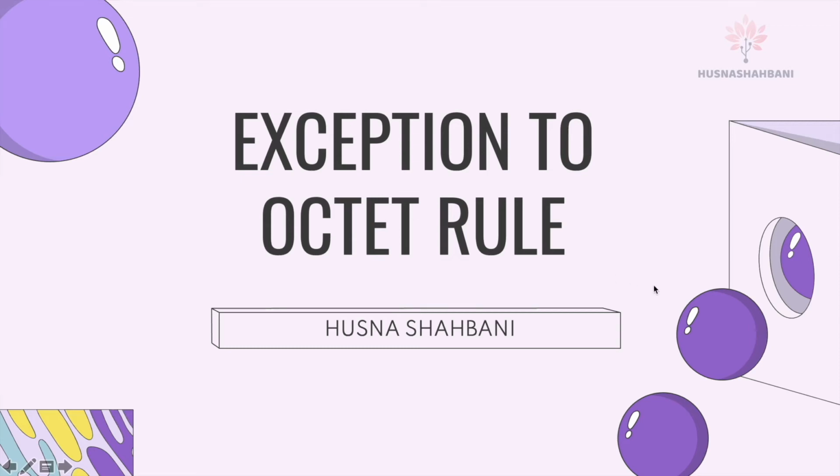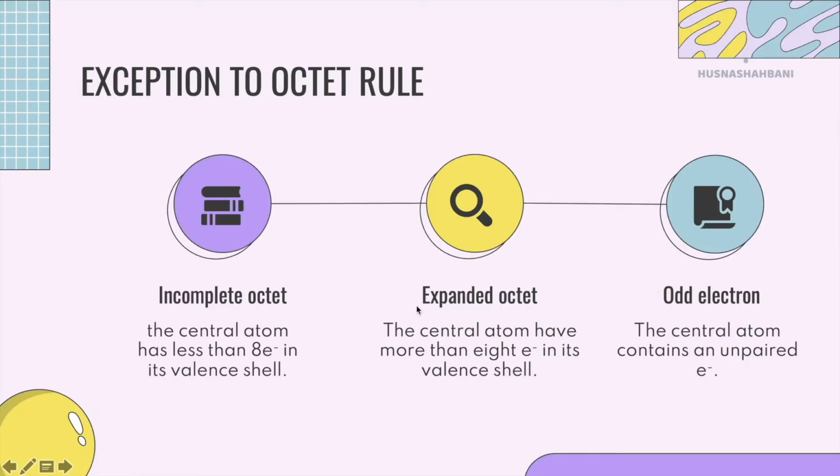Exception to octet rule. It is not always necessary for all compounds to obey the octet or duplet rule. Some of the compounds are stable without obeying octet rule. There are 3 exceptions to octet rule: incomplete octet, expanded octet, and odd electron.